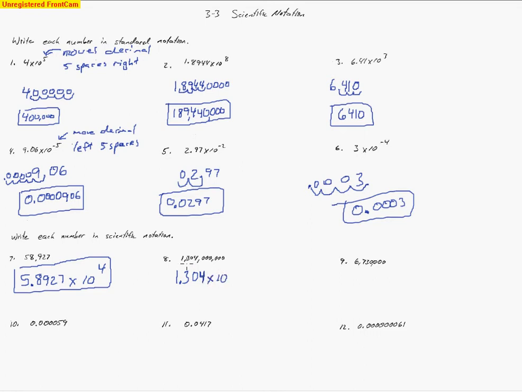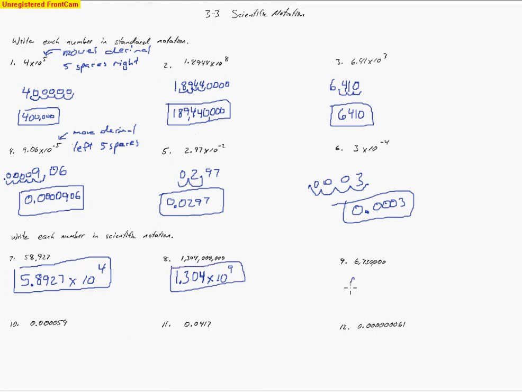Now, how many spaces did I move that decimal? So I put it right here between the 1 and the 3. So that means I have these 3 numbers, 3 more and 3 more. So that makes a total of 9 spaces I had to move the decimal. So 1.304 times 10 to the 9th power.